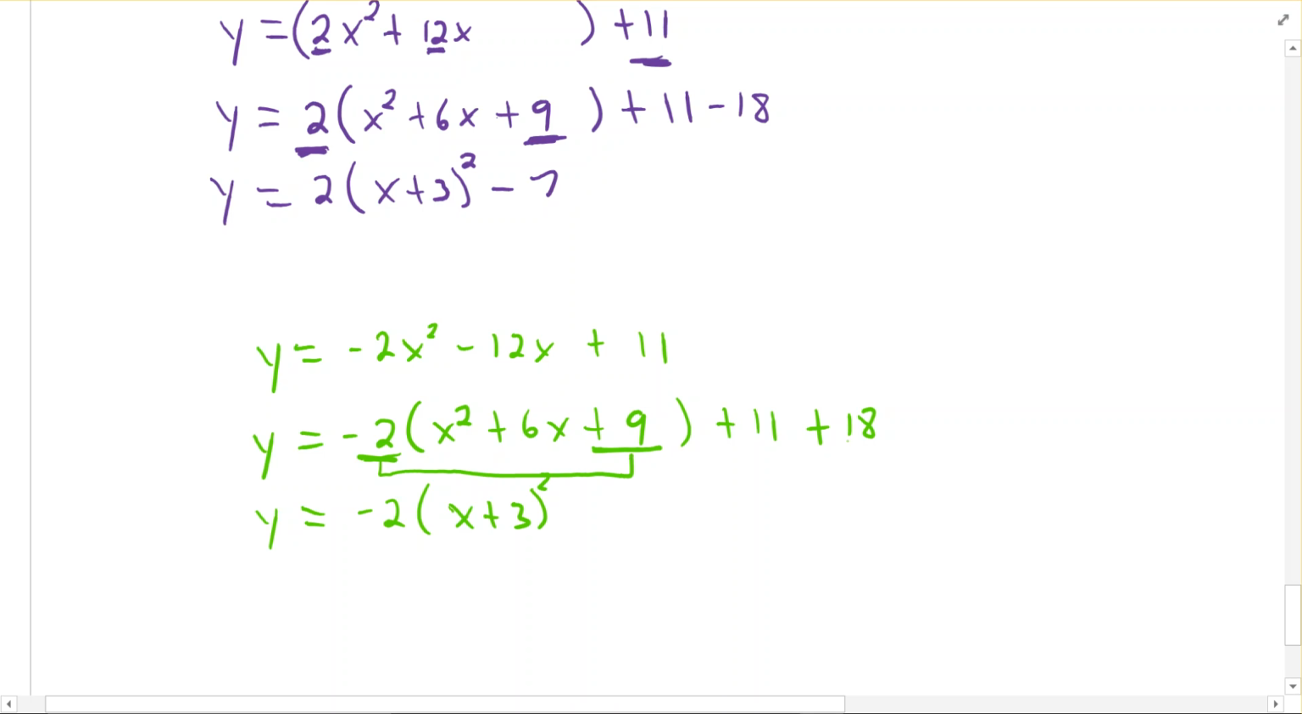So you do it, that might kind of confuse you a little bit. You do the opposite of what you would think, because since this was a negative 18 that was introduced, we have to add 18. So in this case, this would end up being plus 29 in the end, right?